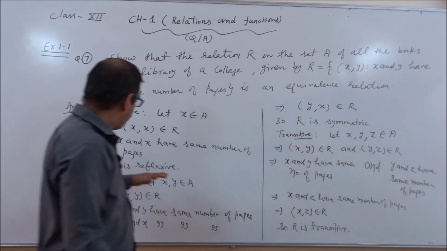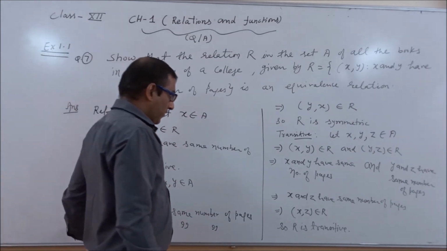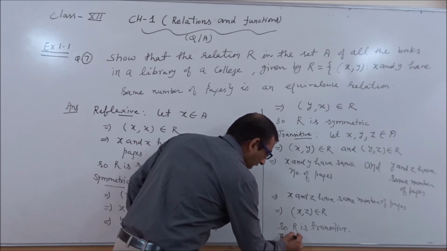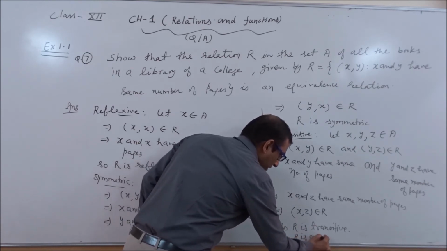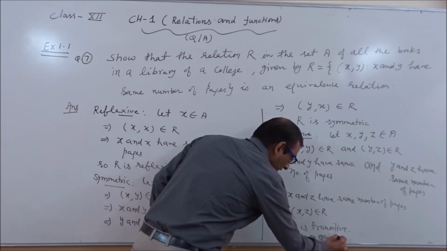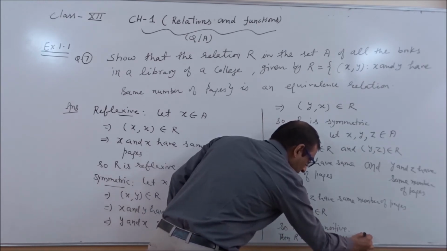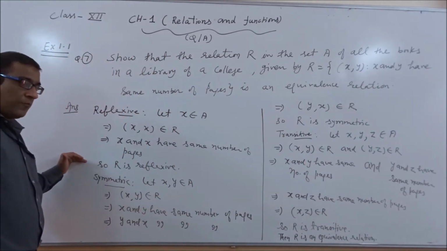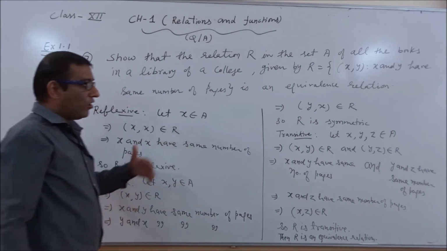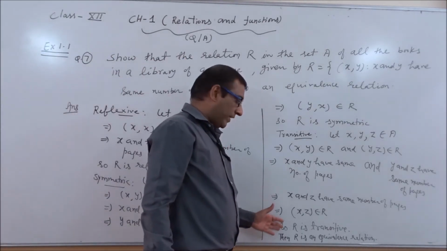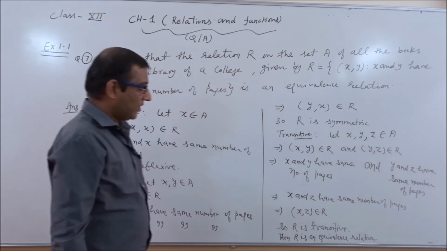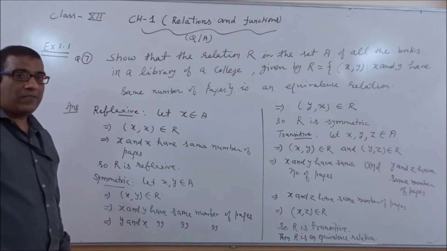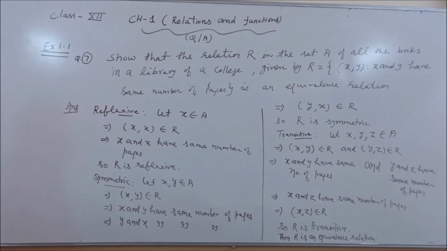So if R is reflexive, symmetric and transitive, then we can say R is an equivalence relation. If out of these three, anything is not possible, for example reflexive is not possible, or symmetric is not possible, or transitive is not possible, then we cannot say R is an equivalence relation. So with the help of this type of problem, we can easily solve questions based on equivalence relations. Now we will continue with the next question.